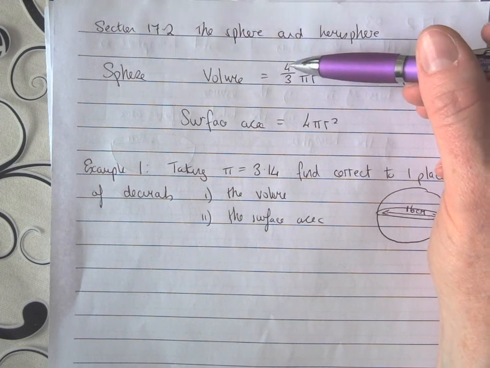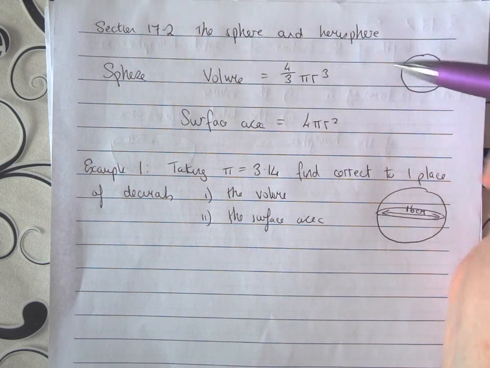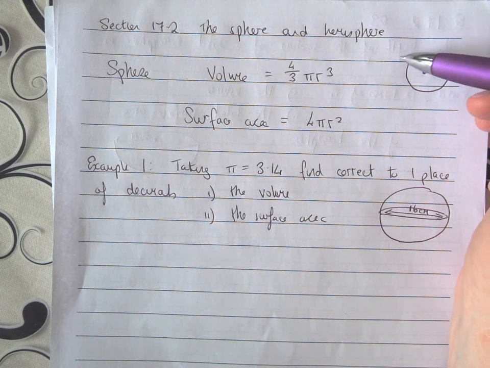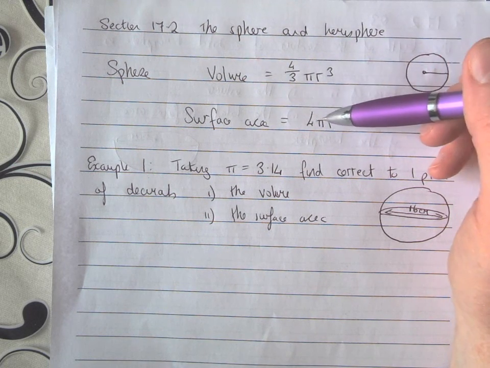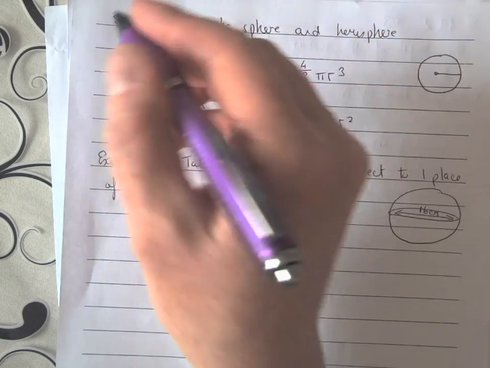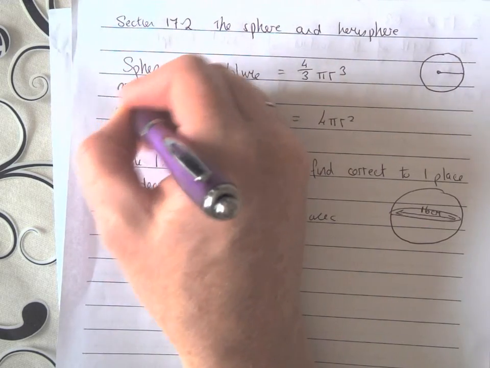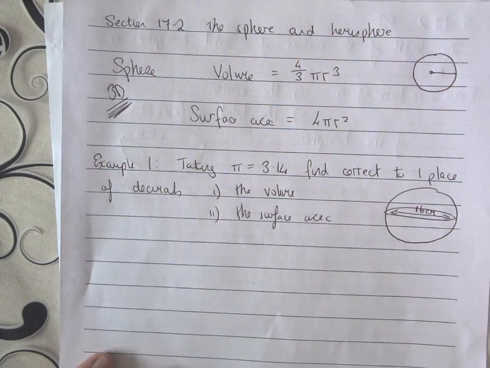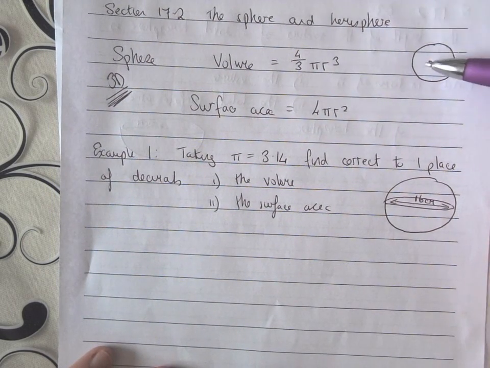The formula for volume is 4 over 3 pi r cubed. And the surface area, so all around the outside, if we were to wrap it just exactly the size that it is, it's 4 pi r squared. So again, a sphere is a 3D shape, okay? It's like a basketball or a football or a tennis ball. Okay, now a hemisphere is half a sphere.